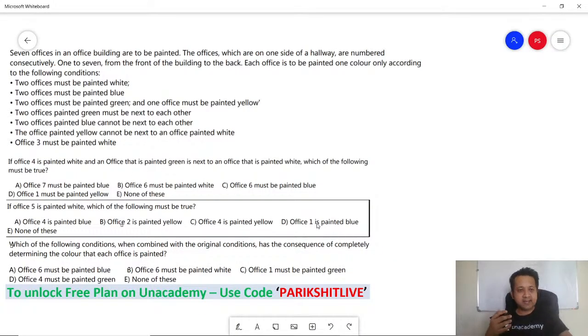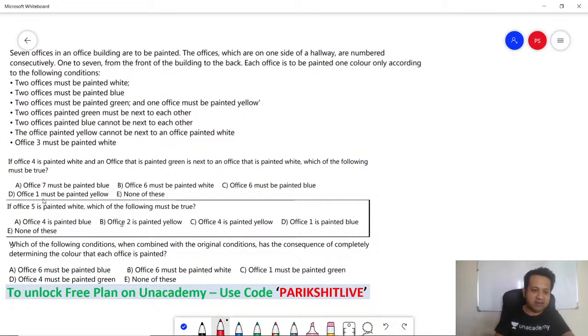Okay. The next set is on your screen and there are 3 questions underneath it. This is question number 3. Let's have a look. 7 offices in an office building are to be painted. The offices which are on one side of a hallway are numbered consecutively, 1 to 7, from the front of the building to the back.